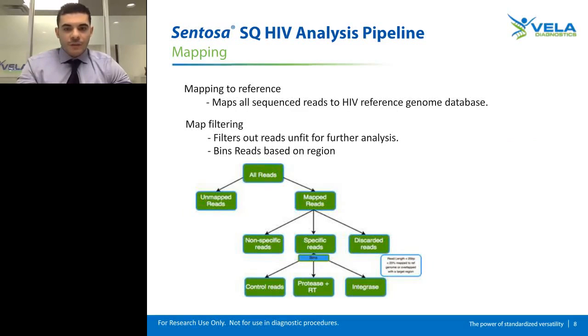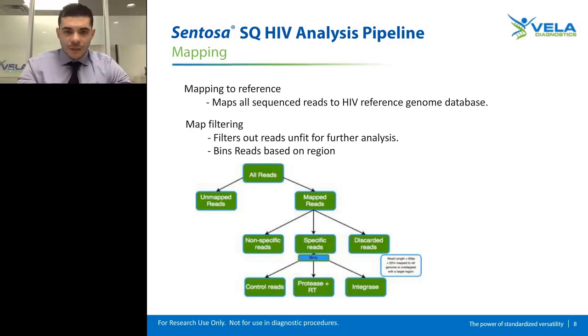Here we start mapping those reads to a reference sequence. So once we align all these reads to the reference, we do filtering. So we do several rounds of filtering. Our first round of filtering is to filter out any reads that weren't mapped. So unmapped reads are reads that haven't been mapped to any of the reference sequences that we have in our database.